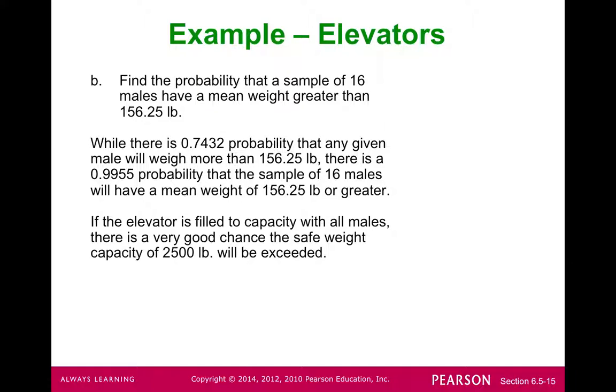So while there is roughly a 74% chance, or 0.7422, that any given male will weigh more than 156.25 pounds, there is a 99.55% probability that the sample of 16 males will have a mean weight greater than 156.25 pounds. What that tells us in conclusion is that if the elevator is filled to capacity, which we assume is 16 men, there's a very, very good chance that the safe weight capacity of 2,500 pounds will be exceeded, which would not be a good thing.